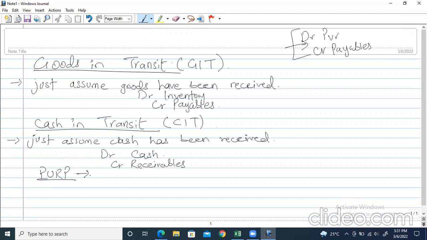This is the most troublemaking thing, and it's very easy to understand, but it's a bit tricky to understand. I'll try my best to explain it in easier terms. Now PURP is basically, in the short form, we just ignore this P. We call it URP. In practical life, businesses call it URP. Now, what is actually this URP? It is unrealized profit. In simple form, it is called unrealized profit.